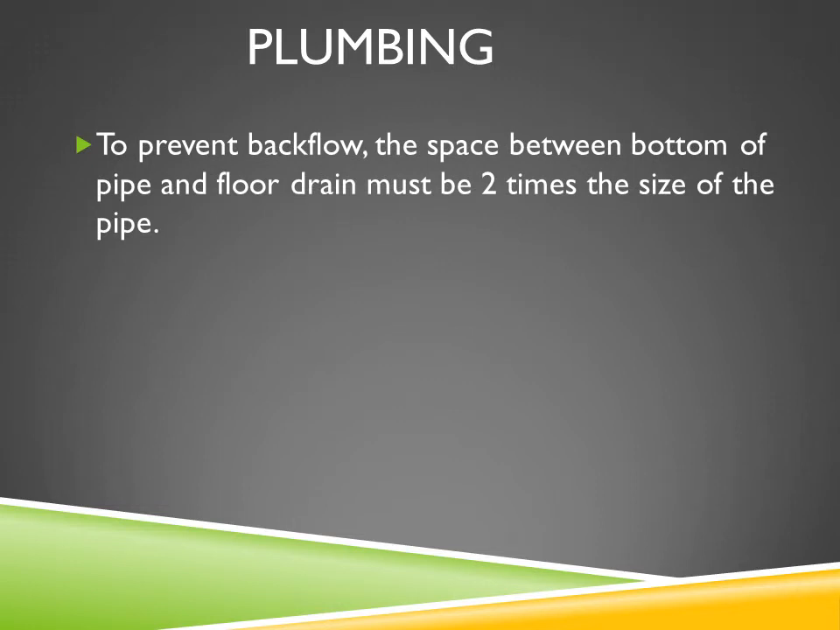Another way to prevent backflow is the space between the bottom of the pipe and the floor drain. So this is a pipe on like a steam jacketed kettle. There's a pipe that comes out the side and there's always a drain underneath it. Well, the distance between the bottom of the pipe and the floor drain must be twice the diameter of the pipe, two times the diameter of the pipe. So if the pipe were a 1-inch pipe, you'd have to have 2 inches between the bottom of the pipe and the floor, and that's in case the floor floods and you don't want that pipe to suck that water up into your clean water system.